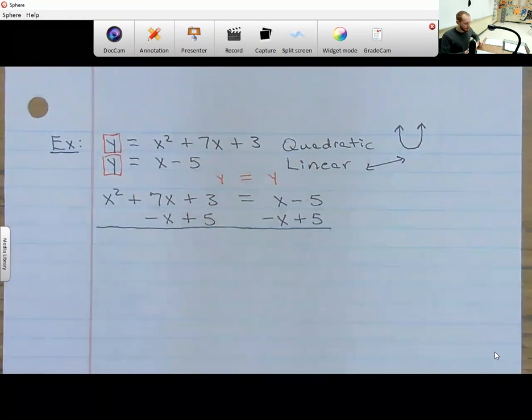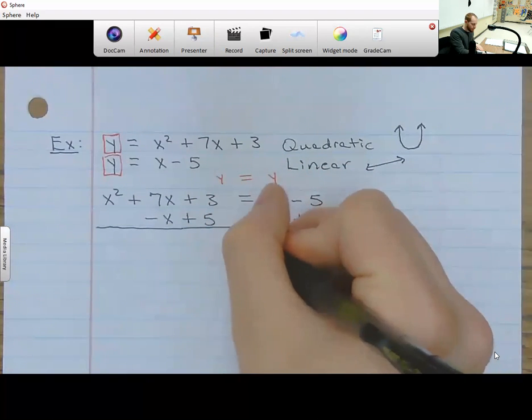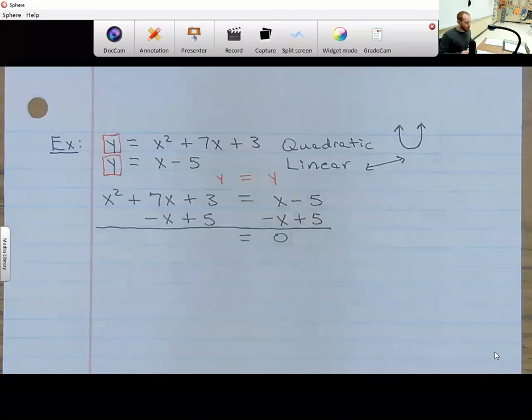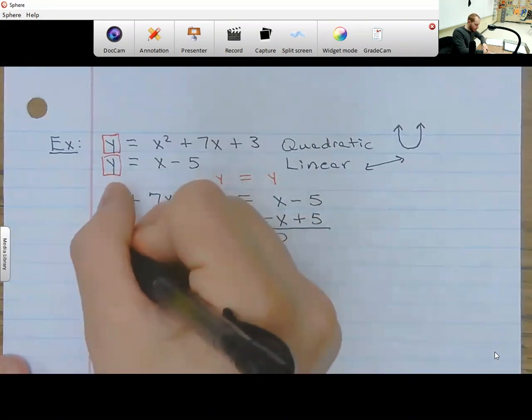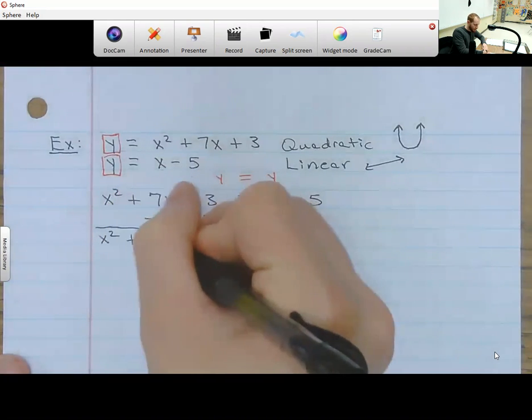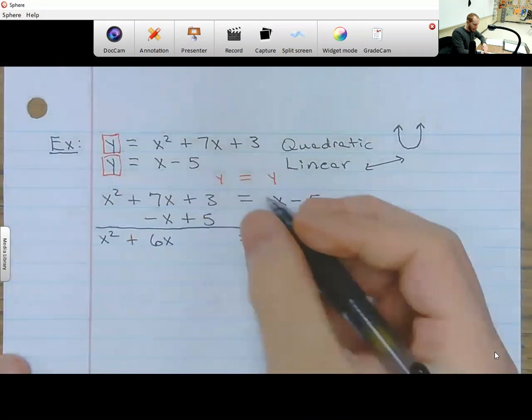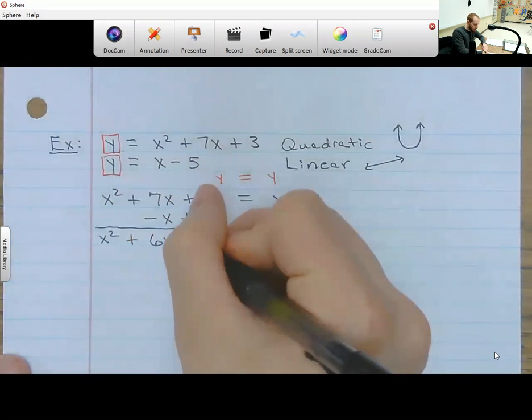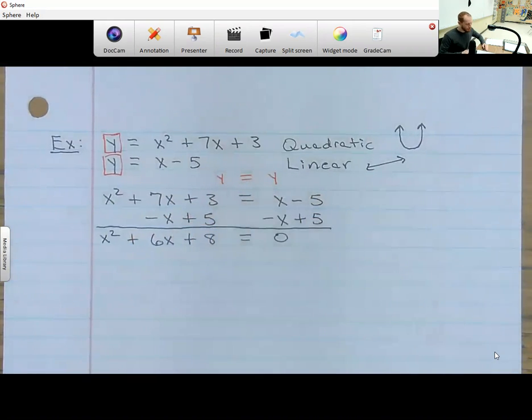Now, the reason why I did that is because I want the right side to equal 0. And it does, right? But all the action is going to happen on the left side now. So the x squared is going to come down, and the 7x minus x, that's going to give me 6x, and 3 plus 5 is going to give me 8. So now, hopefully, I've got something I can factor on the left side.